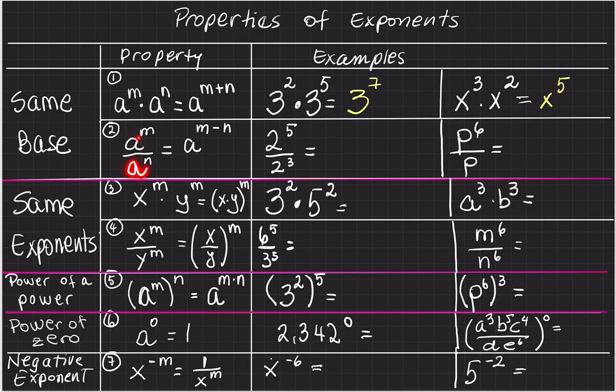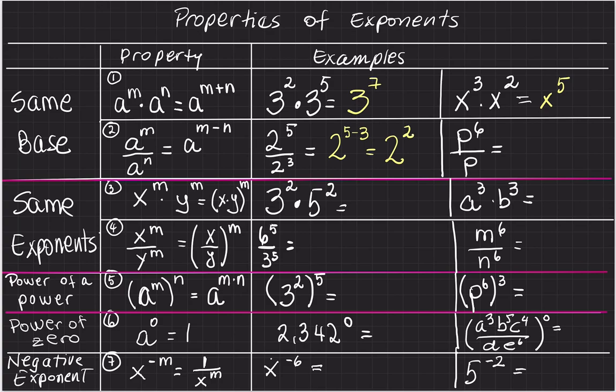It's again, as I said, same base, different exponent, but division this time. If that's the case, you're going to keep the base because that's what's the same. And if it's division, you're going to subtract the exponents this time. So here we have division, same base, which is 2. So I'm going to keep the base 2 and subtract exponents. 5 minus 3 is 2.